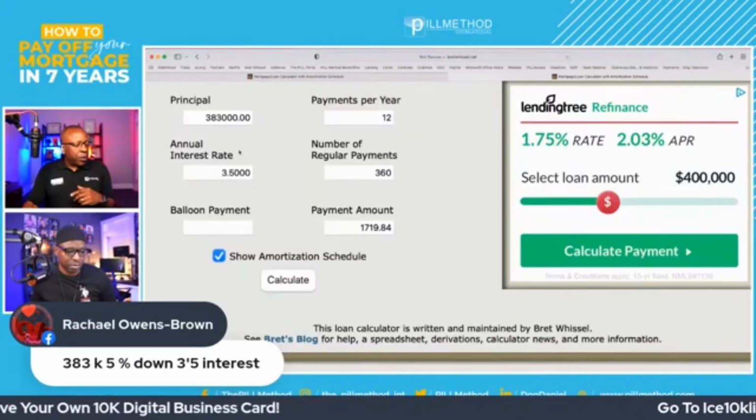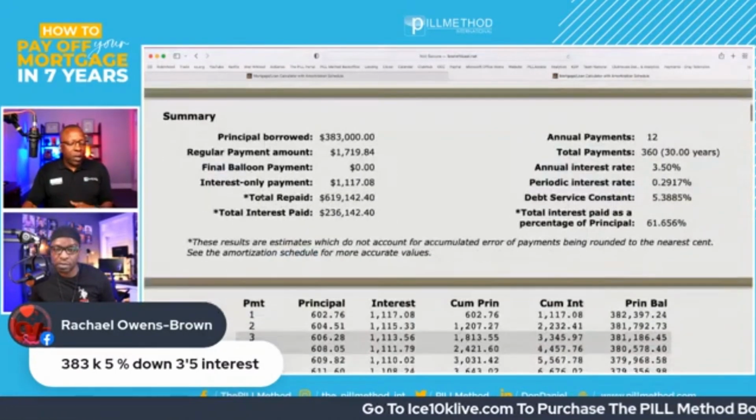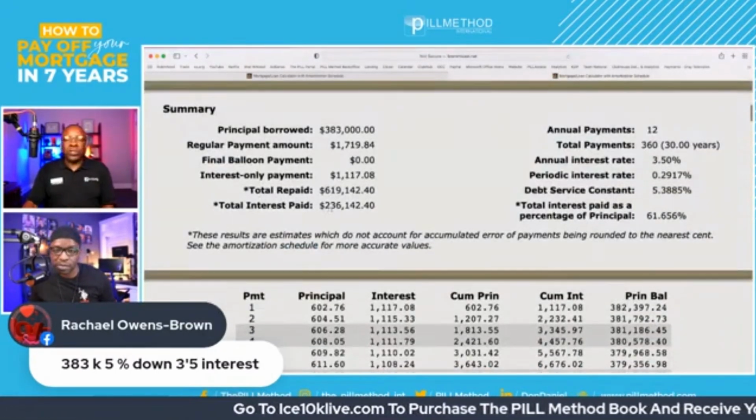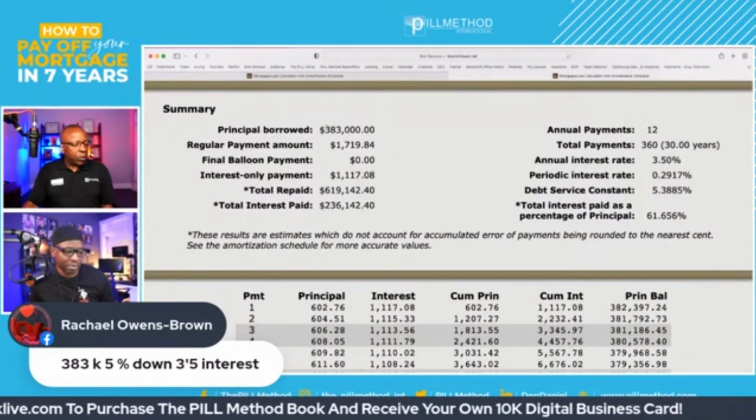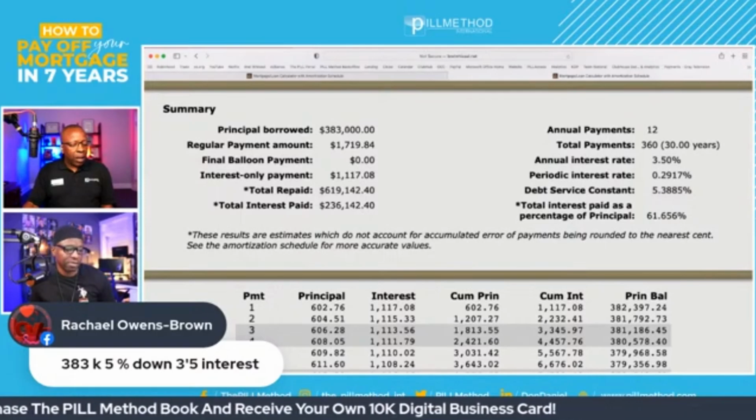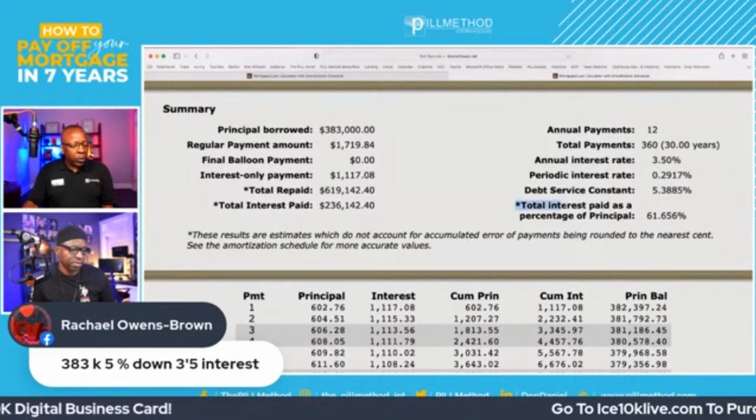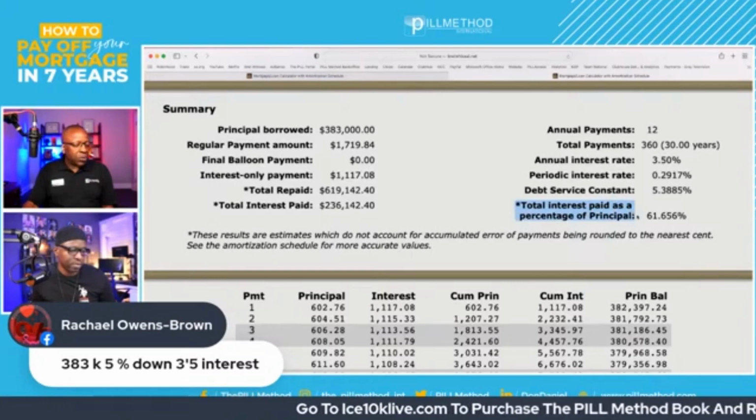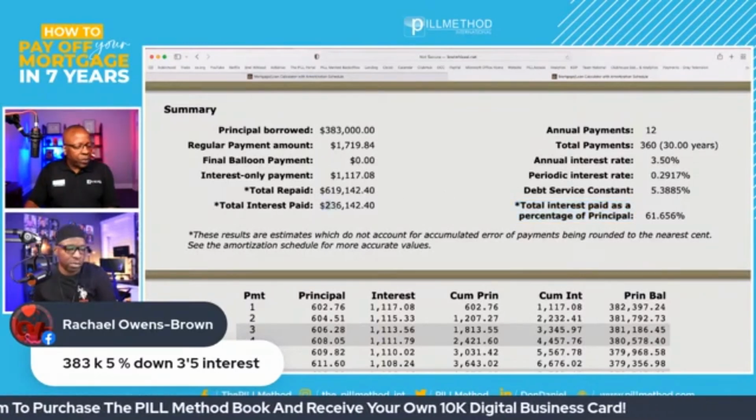So we have 383,000, 3.5%. Here's what the bank wants on that loan: $236,142.40 in interest on a $383,000 loan. Folks, that's 61.656% of the total interest paid as a percentage of principal is 61%, not 3.5%. So what we're looking at here is 236,000.